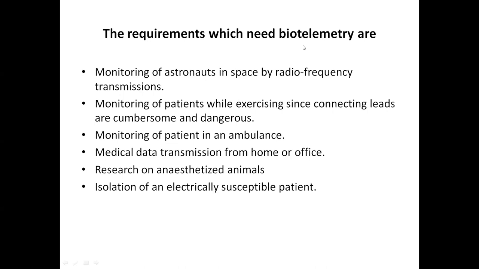Second point, monitoring of patients while exercising, since connecting leads can be dangerous. We also have to monitor some ICU patients. In some foreign countries, unlike our country, people may not go near the patient in the ICU, so they can directly monitor the health condition of the patient just by using biotelemetry. So monitoring of patients while exercising is very important in biotelemetry.